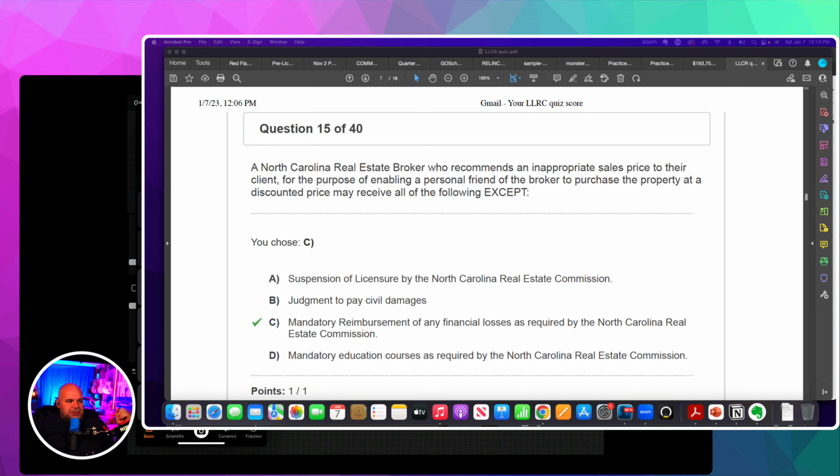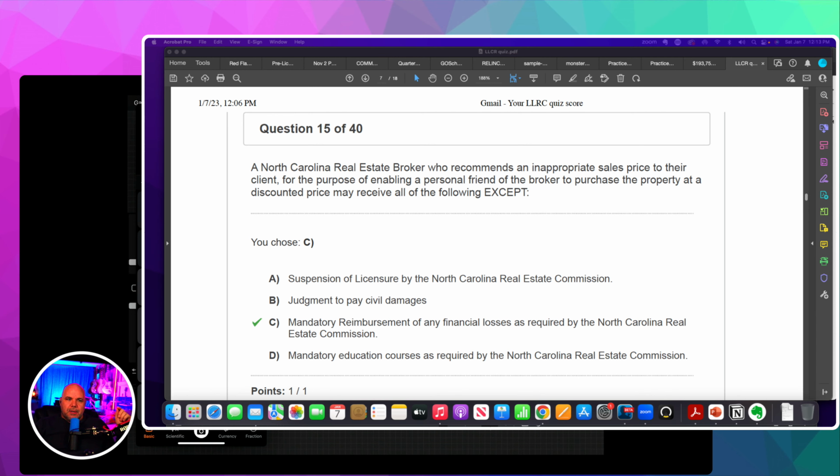Would they have a possible judgment to pay civil damages? You bet they could get sued. Mandatory education required by the commission? Yes, as part of their discipline, they could say you need to take an ethics course because you forgot about ethics. So which one would not happen? Mandatory reimbursement of any financial losses as required by the commission. The commission doesn't handle the money. They could discipline you, but they wouldn't be the one that required you to pay money back to someone.